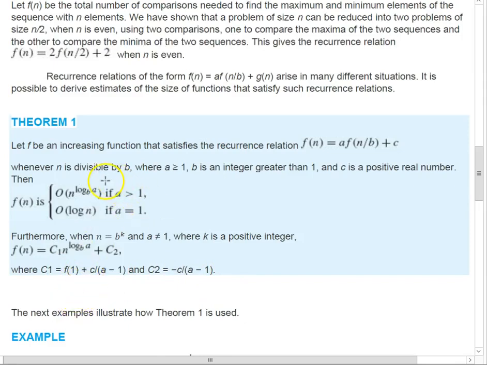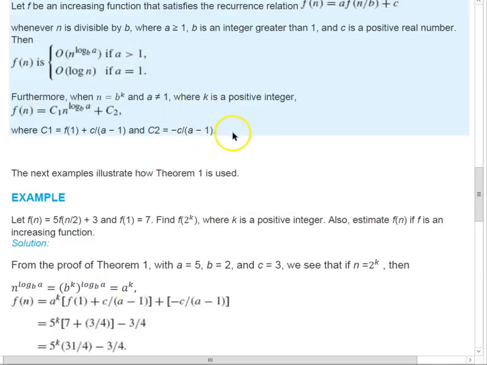This theorem is proved in the book. We are not considering the proof. We are only required to know how to use the theorem for different recurrence relations. The next example illustrates how Theorem 1 is used.